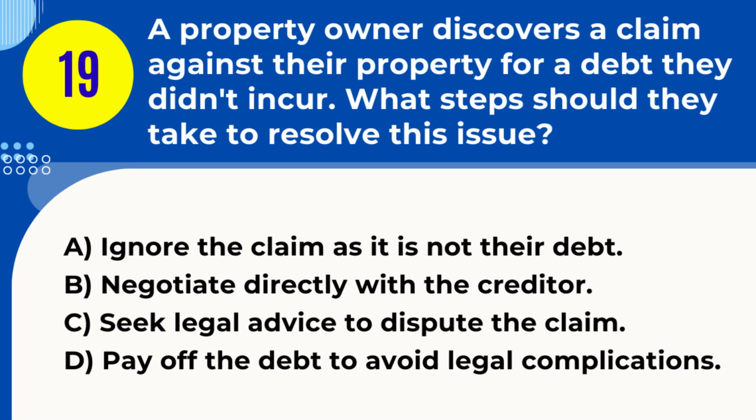Question 19. A property owner discovers a claim against their property for a debt they didn't incur. What steps should they take to resolve this issue? A. Ignore the claim as it is not their debt. B. Negotiate directly with the creditor. C. Seek legal advice to dispute the claim. D. Pay off the debt to avoid legal complications.